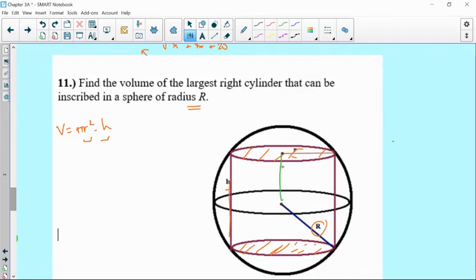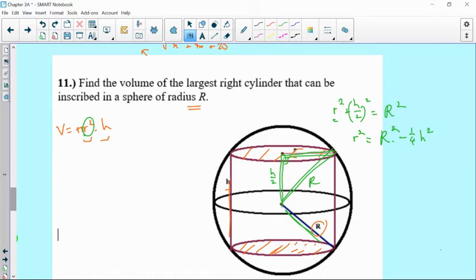If I draw this here, I have a right triangle. If the whole thing was h, this is h over 2. And this capital R is the hypotenuse of this triangle. So I have the Pythagorean theorem: r squared plus h over 2 squared equals capital R squared. I like that because I have an r squared here that I can simply solve for. So r squared equals capital R squared minus 1/4 h squared, because 1/2 squared would be 1/4.